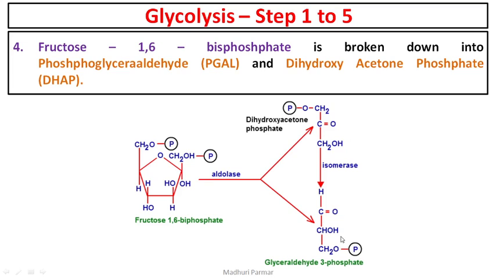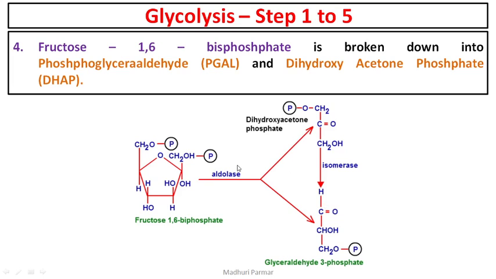This is the structure. You must know the structure of glyceraldehyde by now. We have just studied it in biomolecules. So on the third carbon there is a phosphate attached to it, so glyceraldehyde 3-phosphate. And the other molecule is called dihydroxyacetone phosphate. You must also know the structure of dihydroxyacetone, right? We saw it in triose sugar. So just add phosphate to it and you get this DHAP molecule. So from fructose 1,6-bisphosphate, now you have two triose sugars, DHAP and glyceraldehyde 3-phosphate.